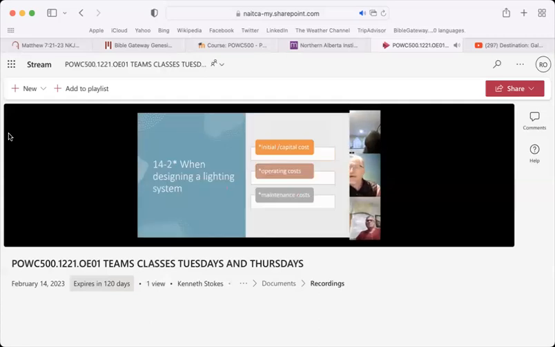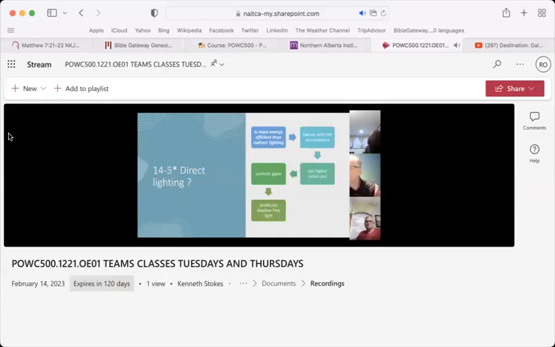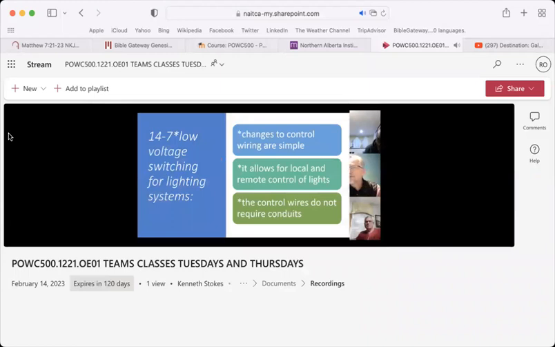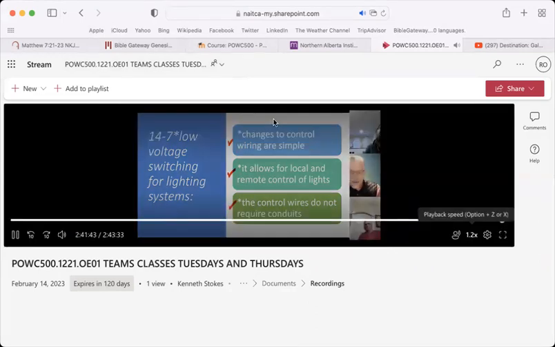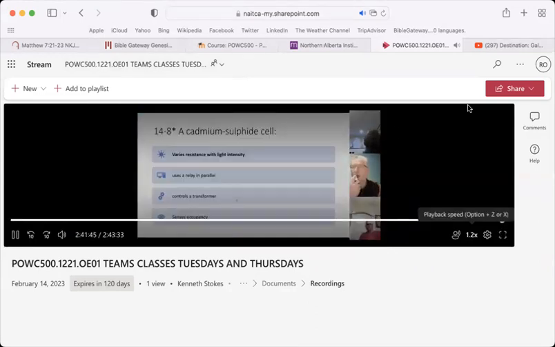Quick review of chapter 14. Complete lighting unit, we're going to call that a luminaire. Designing a lighting system: all of the above. Capital costs, operating costs, maintenance costs. Direct lighting is more efficient than indirect lighting. Low voltage switching: all of the above. Changes to control wiring are simple, and it allows for local and remote control of lighting. Control wires do not require conduits.